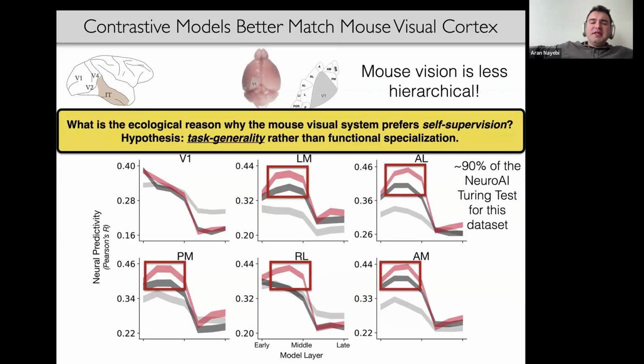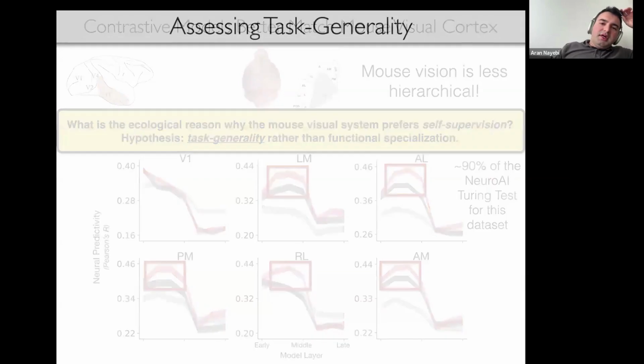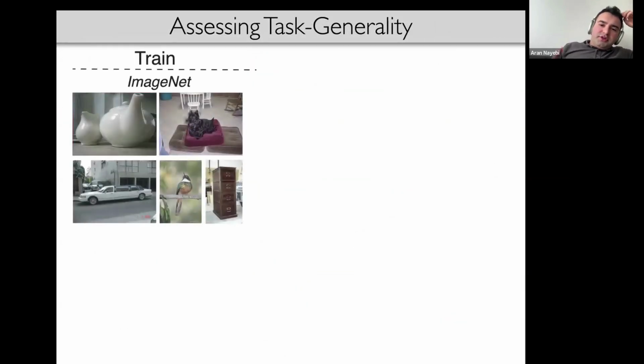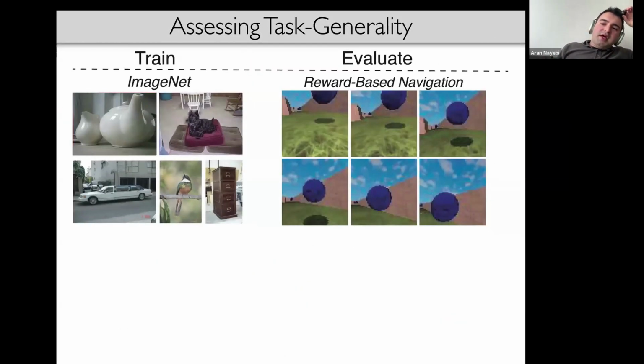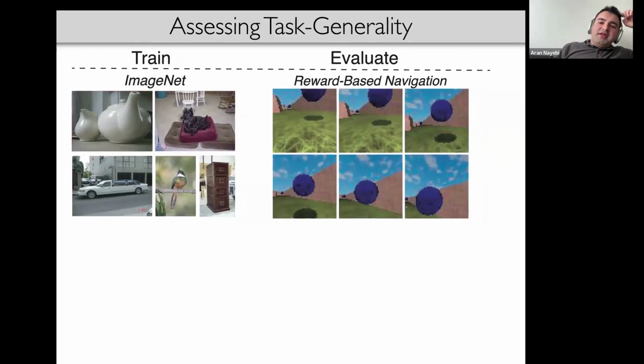Why is the mouse visual system preferring self-supervision? Our hypothesis is that it's basically trying to do as many tasks as possible without specializing in one really well, like categorization. And that's what its contrastive objective is affording it to do. And the way we test this was we train our visual system and then embed it in this completely different task, this out of distribution task of reward-based navigation.